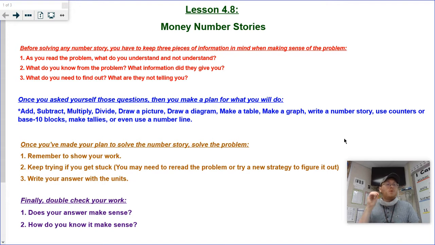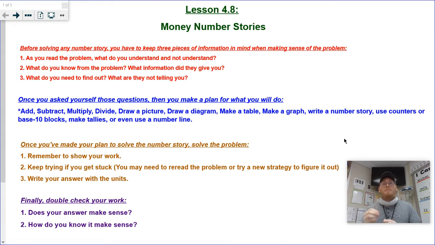Once you've asked yourself those questions, you need to make a plan for what you will do with the problem. Are you going to add, subtract, multiply, divide, draw a picture, draw a diagram, make a table, make a graph, write a number story, use counters or base 10 blocks, make tallies, or even use a number line? What strategy are you going to use in order to solve this problem?